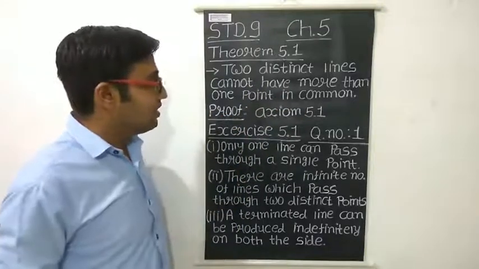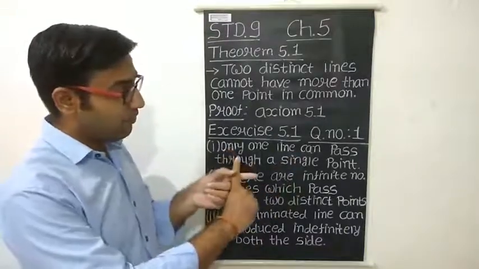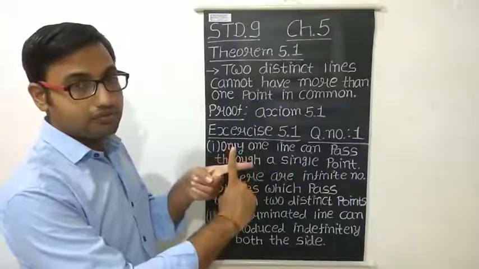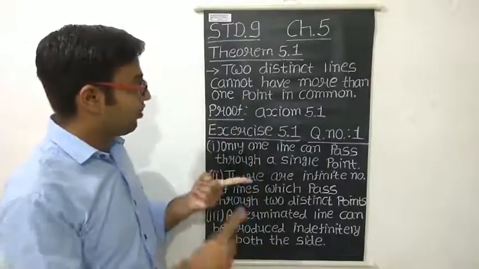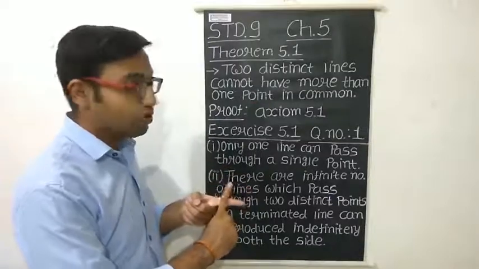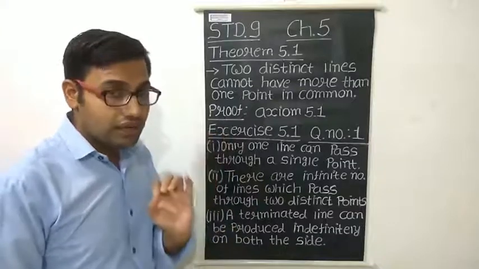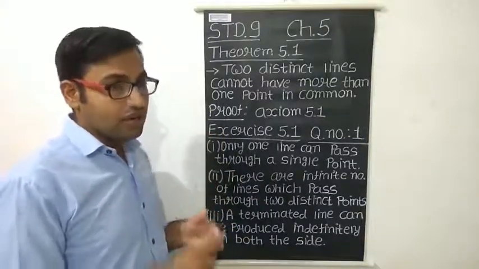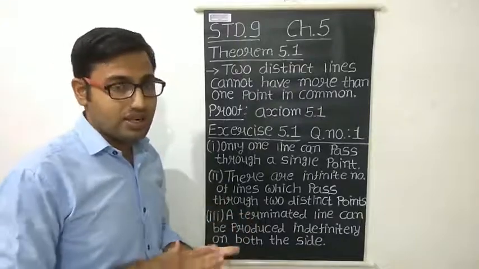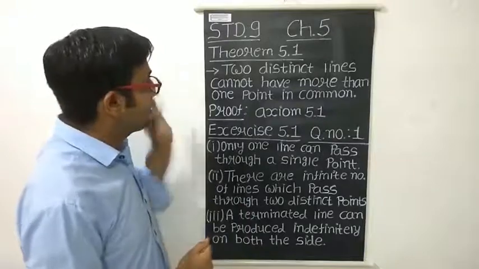This means when we draw any two lines, we can get only one point in common. Right? So two distinct lines cannot have more than one point in common. More than one means one and one only. We can say that two lines can never intersect in two different points. Okay, so this is the theorem.